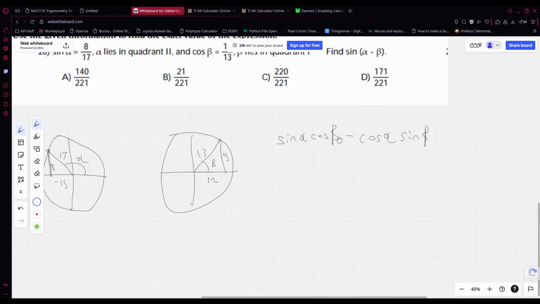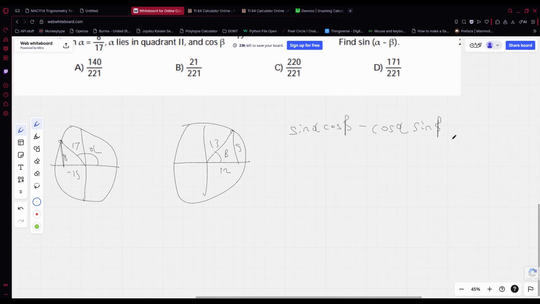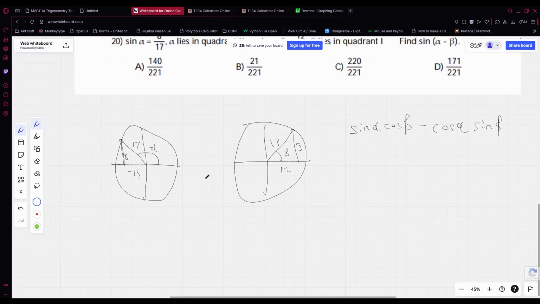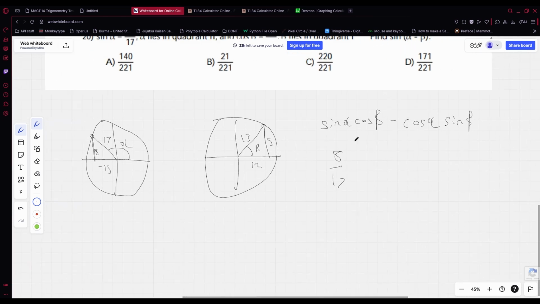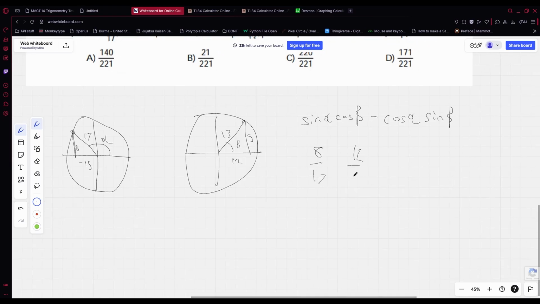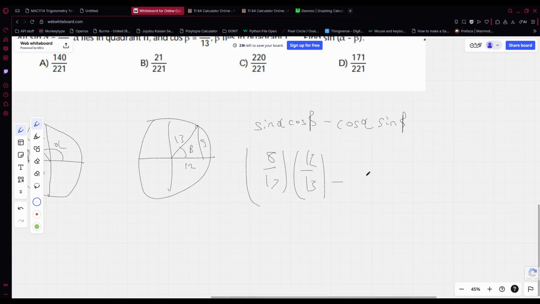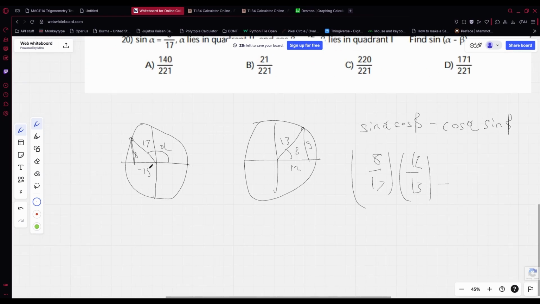Now what do we do? Well, we know what all these are. Sine alpha, if you look at alpha, sine alpha is 8 over 17. Cosine beta, if we look at beta, cosine is 12 over 13. Minus cosine alpha. Cosine alpha is negative 15 over 17.